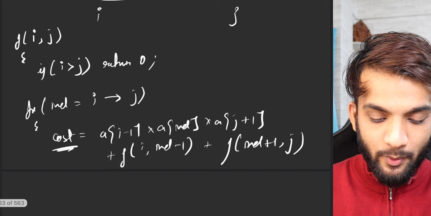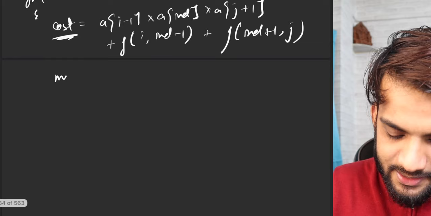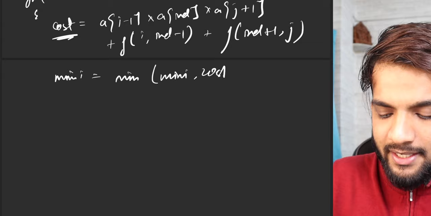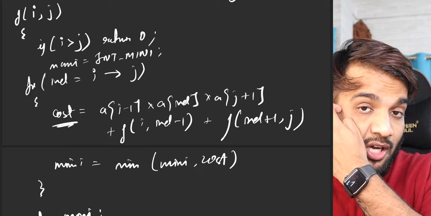So probably I can keep a maximum equal to an int min. In Java, it can be Integer.MIN_VALUE. Okay. And what I can do is I can say maximum equal to the maximum of maximum and cost, is what I can simply do. Once I've done this, the for loop ends, and I can definitely return the maximum. This is how the recursion will be.